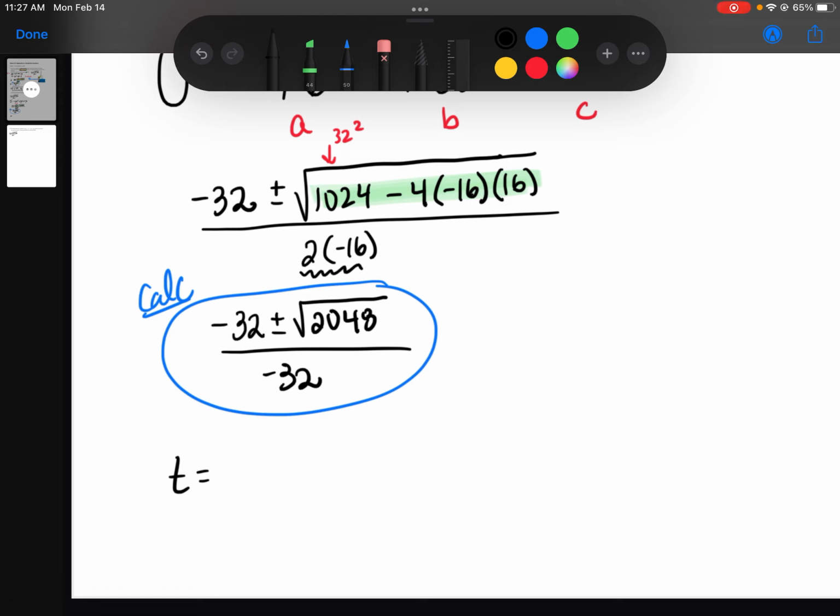So remember, hit N over D, then negative 32 minus the square root of 2048 over negative 32. And sometimes it actually gives you the answer with the decimal without having to hit the double arrow. This is one of those cases. So you get 2.41.